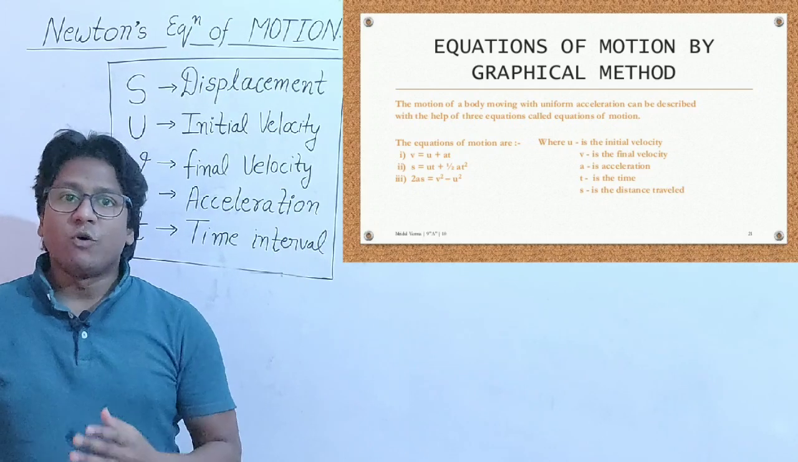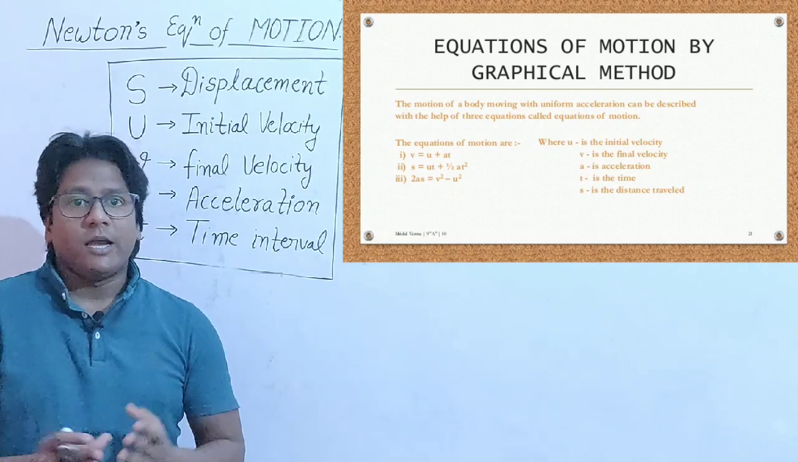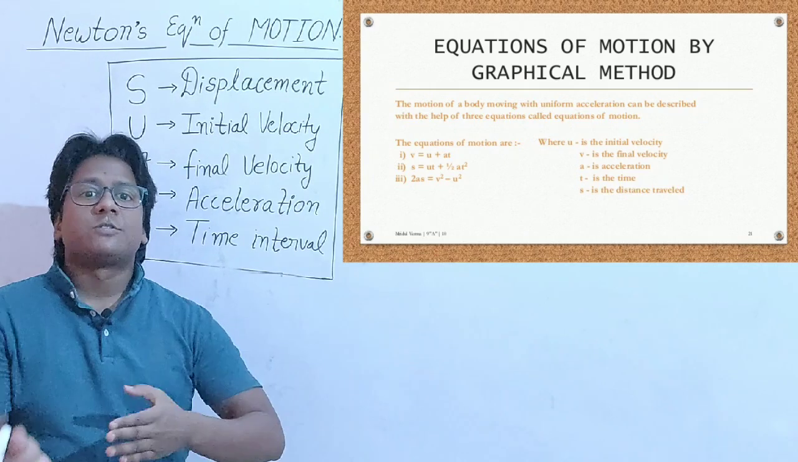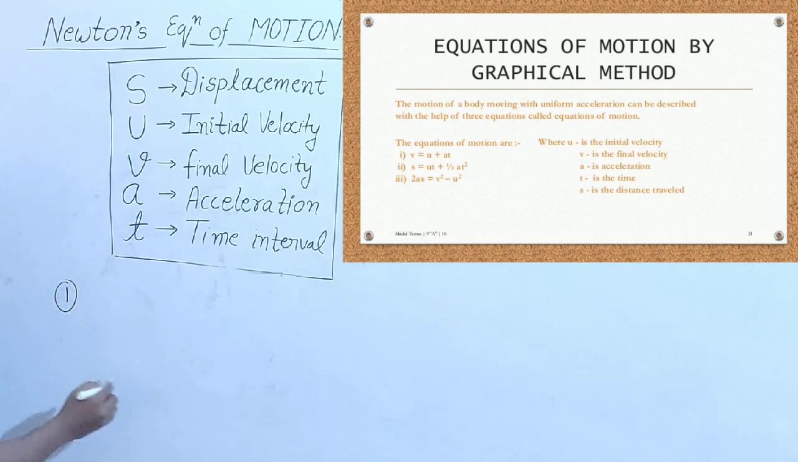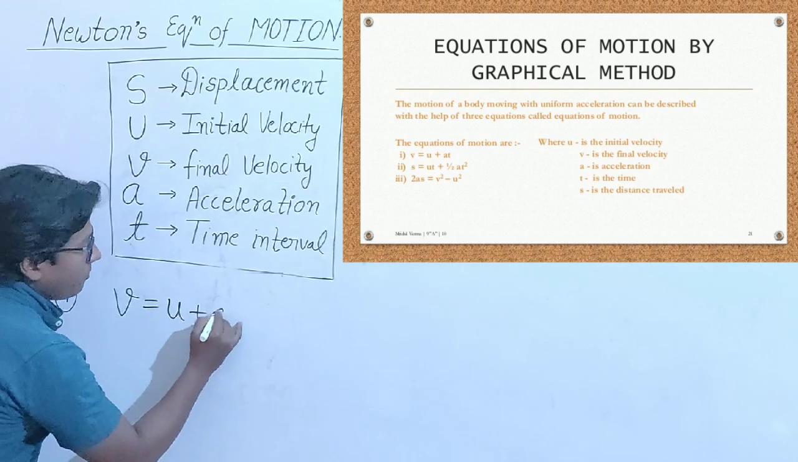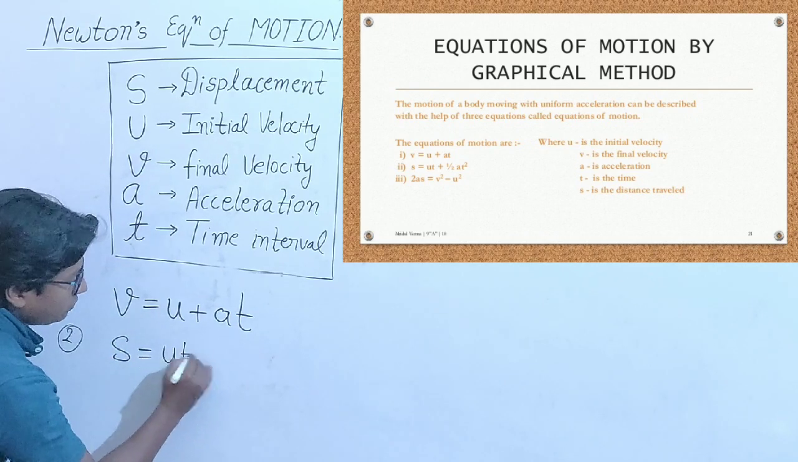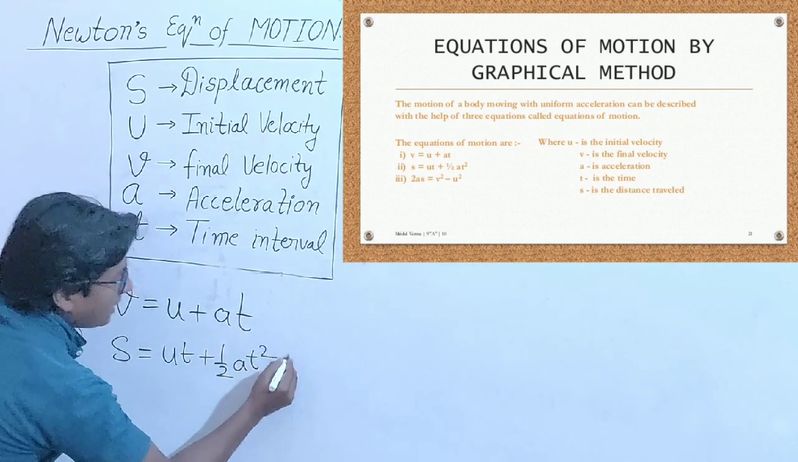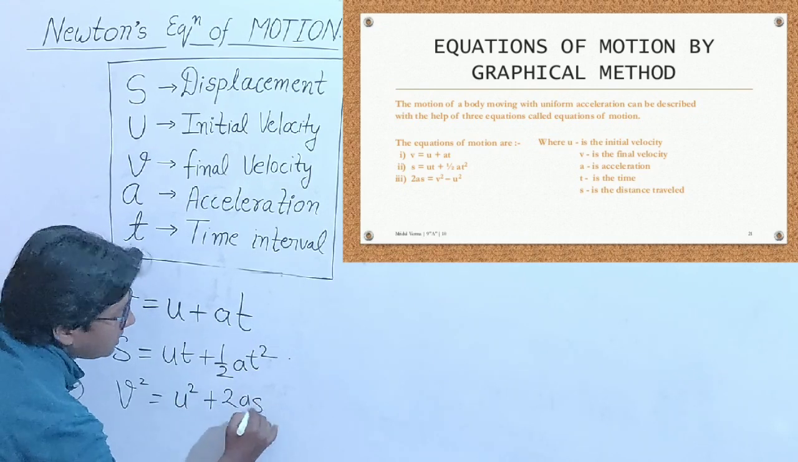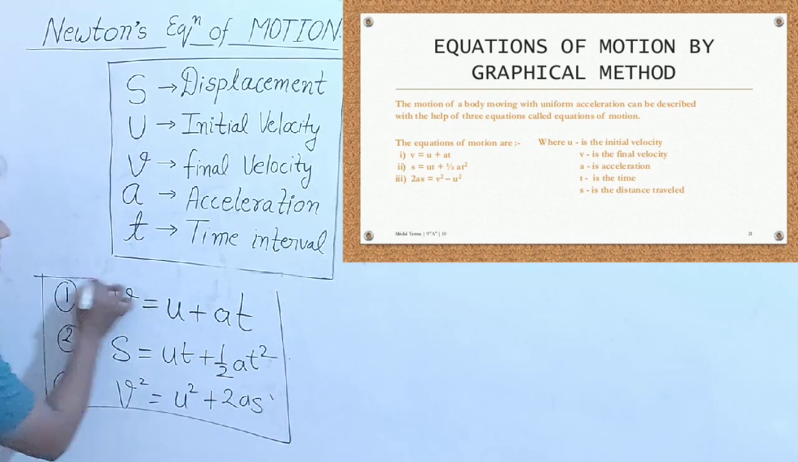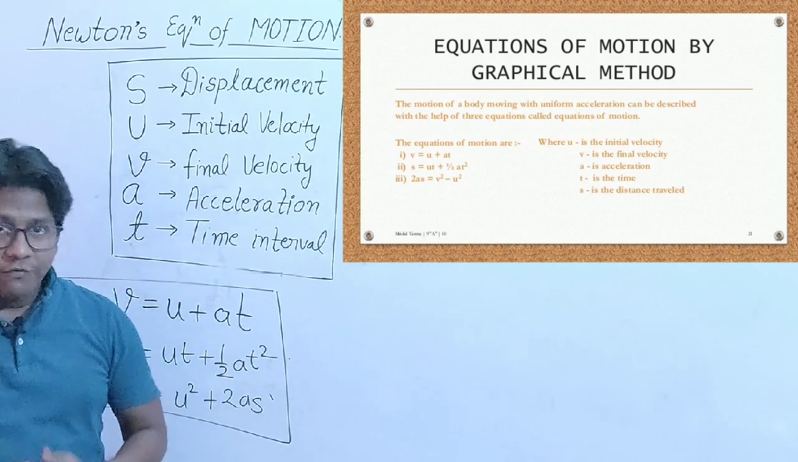When an object is moving with initial velocity U, after some time T, with acceleration A, it travels a distance S and finally its velocity becomes V. Then the first equation of motion is V equals U plus AT. The second equation is S equals UT plus half AT squared, and the third equation is V squared equals U squared plus 2AS. These three equations are known as the SUVAT equations, or Newton's equations of motion.